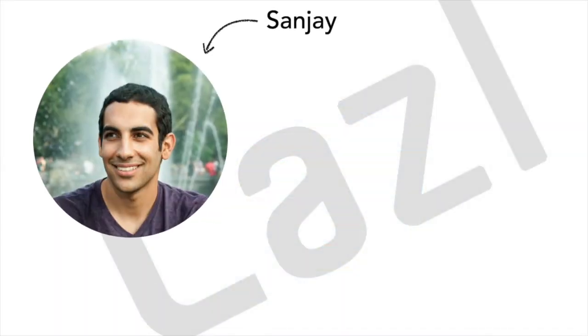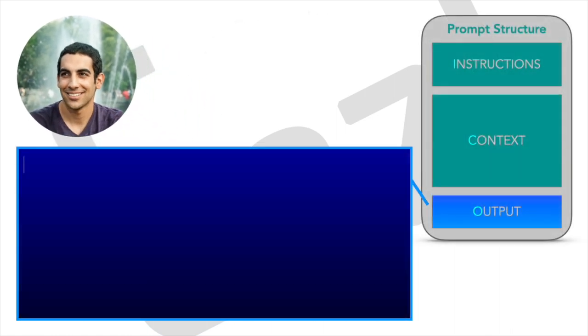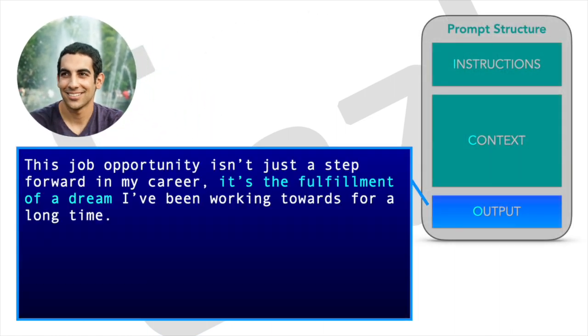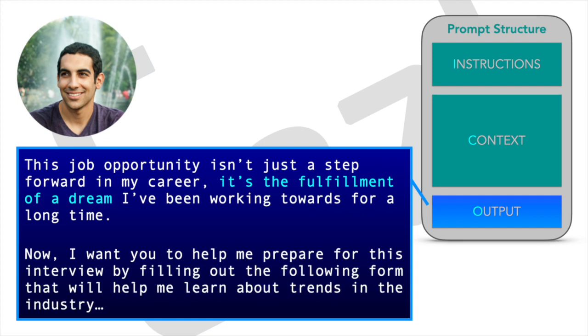For example, Sanjay is using AI to help him prepare for a job interview as a propulsion engineer. So, in the output part of his prompt, he adds the following emotional appeal. "This job opportunity isn't just a step forward in my career, it's the fulfillment of a dream I've been working towards for a long time." Then he continues, "Now I want you to help me prepare for this interview by filling out the following form that will help me learn about trends in the industry." AI models understand these emotional appeals.